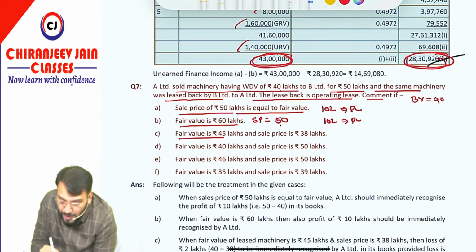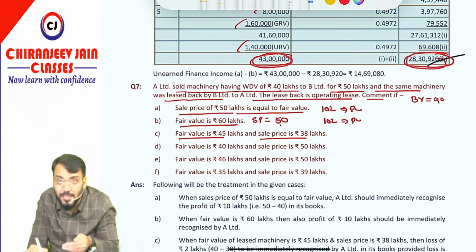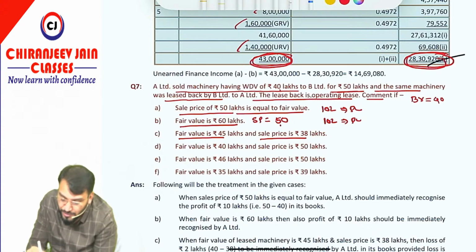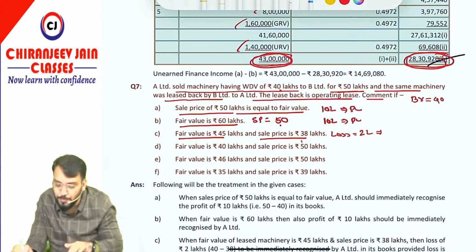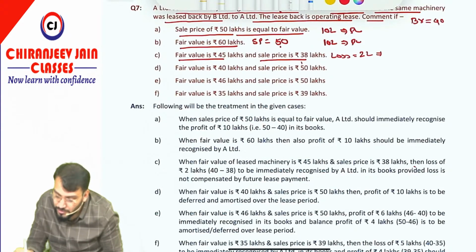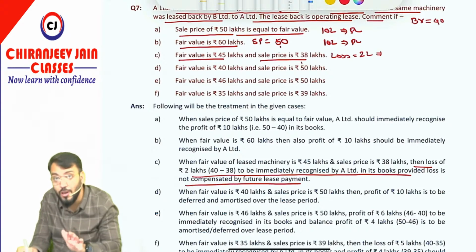Now fair value is 45 lakh and sale price is 38 lakh. So once again sale price is less than fair value. And nothing has been given about loss being compensated or not. But here the loss is how much? 40 minus 38, so there is a loss of 2 lakh. If nothing has been given, this will be transferred to PL. This loss of 2 lakh is to be recognized immediately in PL, provided the loss is not compensated by future payment. So always assume that only.